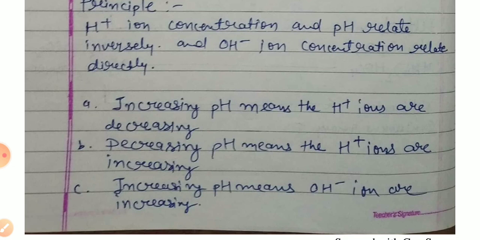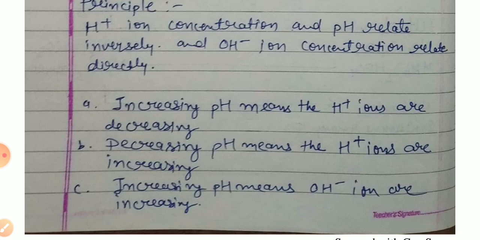As you know, after 7 the pH increases to 14 and the solution becomes basic, so the H plus ion concentration reduces. So by increasing the pH, the H plus ion concentration decreases. Now second is decreasing the pH. Decreasing the pH means H plus ion concentration increases. As you know, below 7 the concentration of H plus ion increases and the solution becomes more acidic. So this is also applicable.